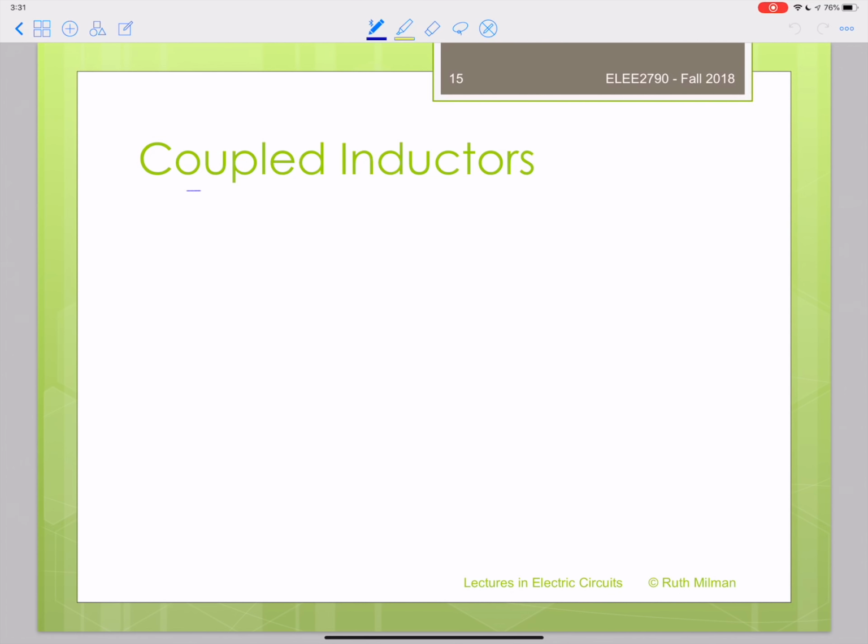The next thing that we're going to talk about is coupled inductors. We know that we have inductors. Every inductor has an inductance L, and that's created by having essentially a magnetic field and current, and one induces the other. They create a differential equation.